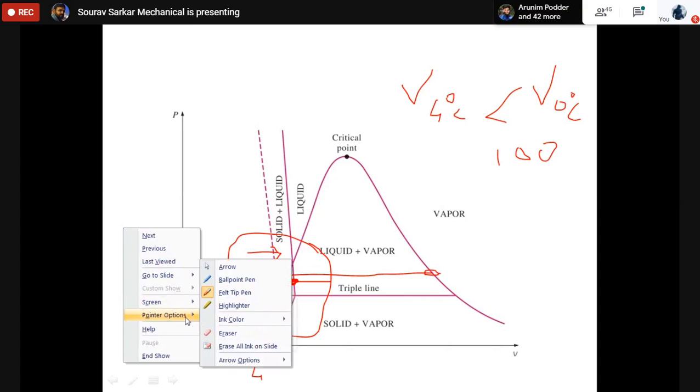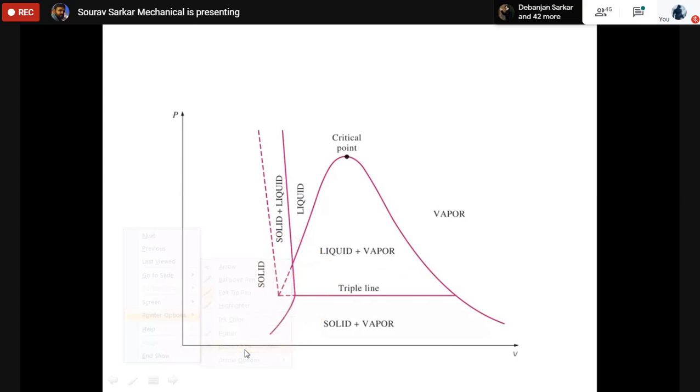Sir, I have a question here. Yeah. Sir, during the melting, that means when ice melts to water, what will be the volume change? According to the picture, when ice melts to water at 0 degrees centigrade, the volume increases. But the volume of ice is higher than the volume of water. I am not understanding.